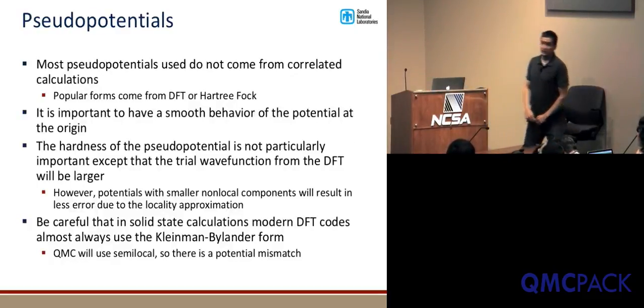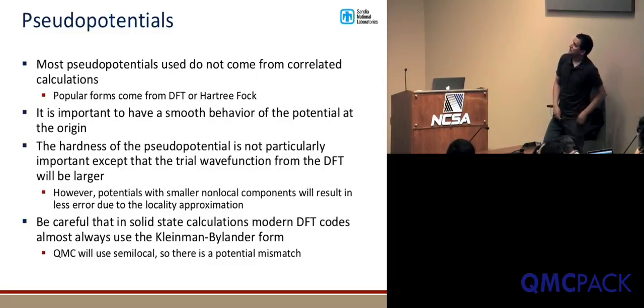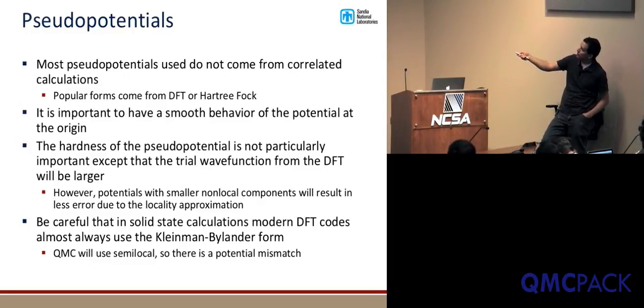Now, most pseudopotentials don't actually come from correlated calculations. Popular forms that you'll find online that we link to, so the BFD pseudopotentials, let's say, that are now contained in the QMCPACK distribution, came from very careful Hartree-Fock treatment. So you should just keep that in mind, particularly as you go to heavier elements. It's also important to have a smooth behavior of the potential at the origin. This is something quantum chemists don't necessarily have to care about because you can take care of it in your basis set. But if we do have some sort of cusp in the potential at the origin, that could be a problem for evaluating, let's say, your kinetic energy or your potential energy. You need to get a cancellation. So we prefer to have that be smooth.